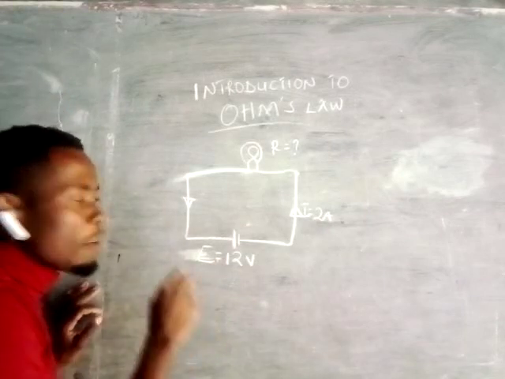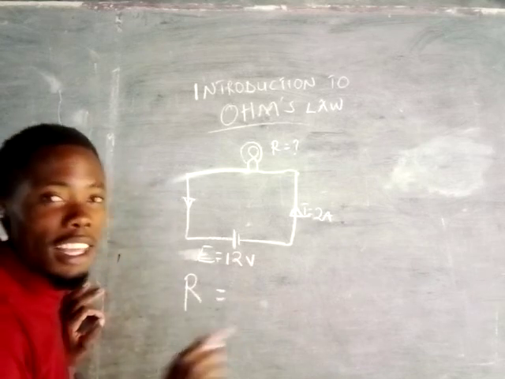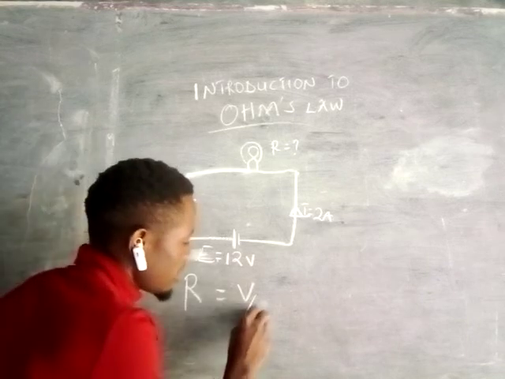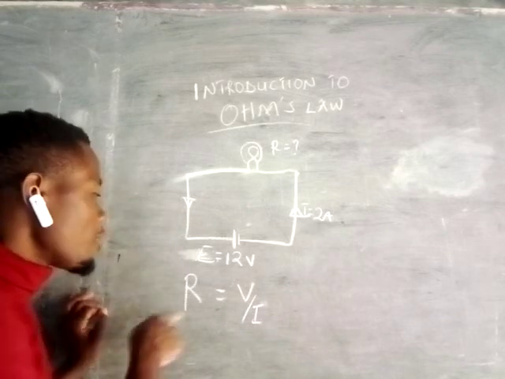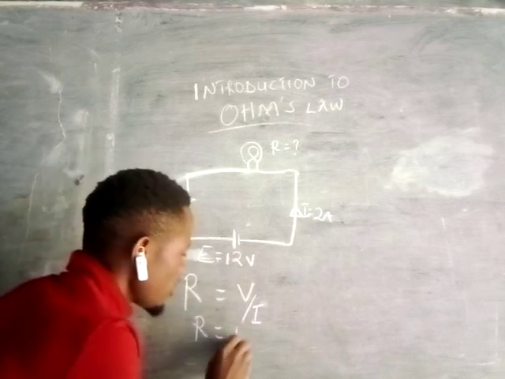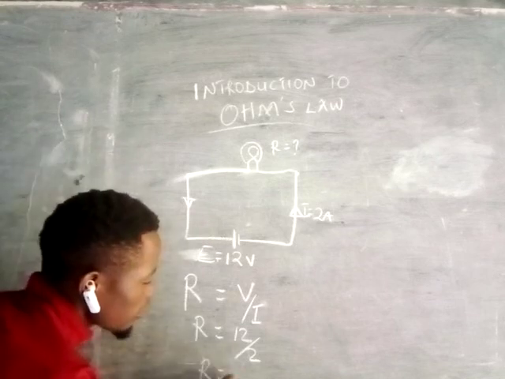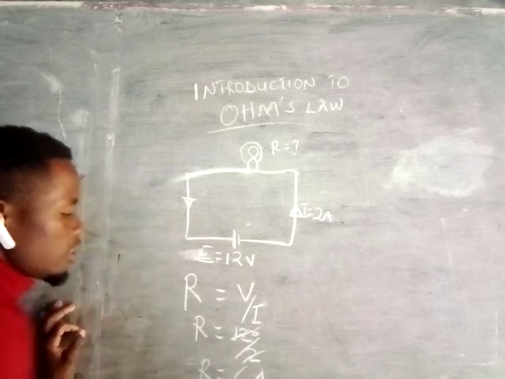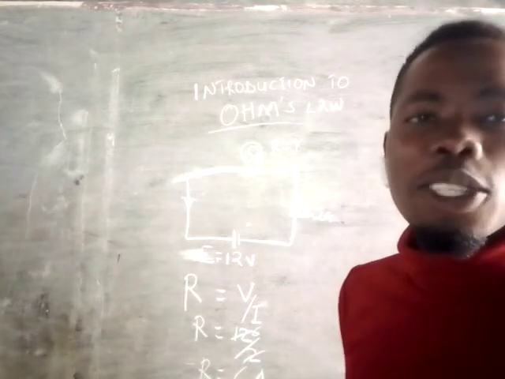Let us start. Remember, resistance equals, I think you still remember the other formula, V over current. You get it? That is the formula for resistance. Therefore, resistance equals voltage, that is 12 divided by 2. Therefore, our resistance equals 6 ohms. That is how we find resistance using Ohm's law.